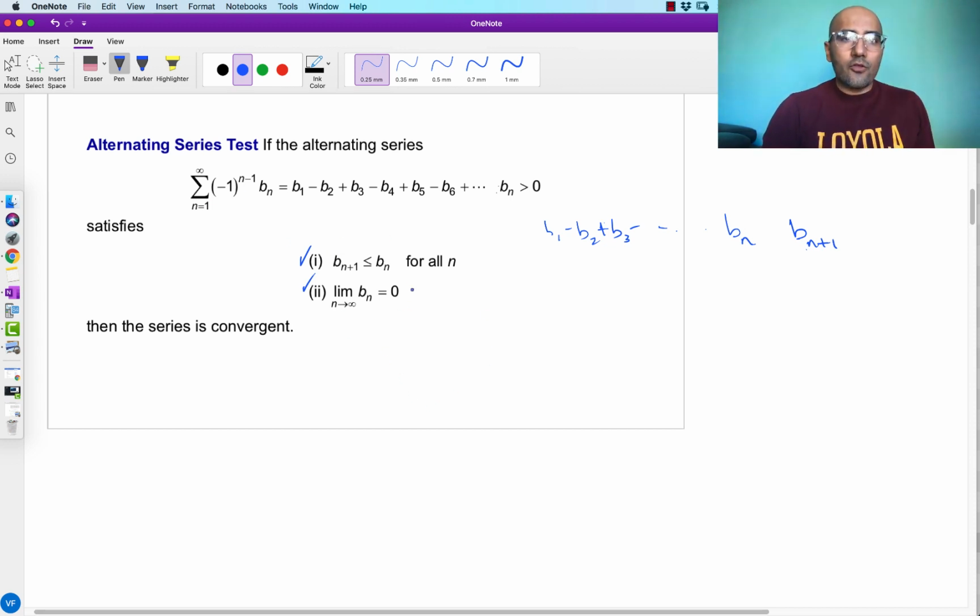Okay, so I'm not going to go through a formal proof, but let's just think about why this would be true, sort of conceptually, and then we'll move on to some examples. So to show that this is true, let's think about the sequence of partial sums. So remember, the partial sum s sub 1 is just going to be equal to the sum of the first one. That's just going to be b1. And then s sub 2, the second partial sum, will be b1 minus b2.